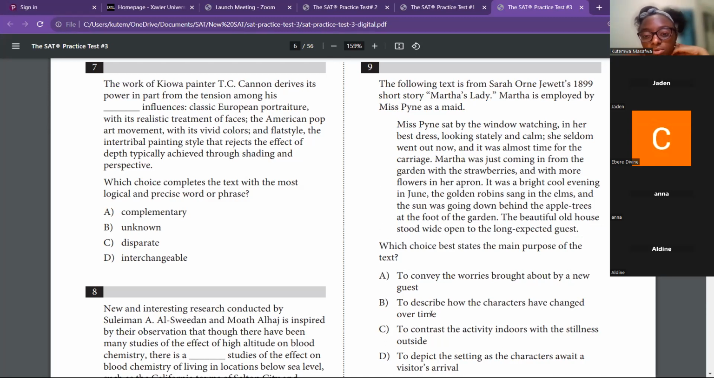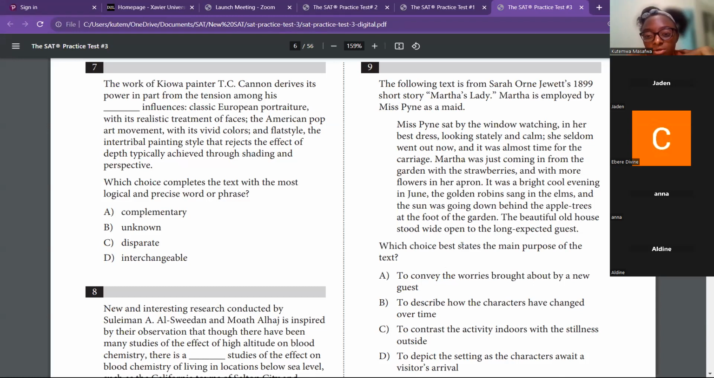Okay, so to convey worries brought about by a new guest. Okay, so conveying the worries. Another thing about such questions is you look at the keyword: convey, describe, contrast, depict. This can give you a good picture in a lot of cases on whether something is wrong or right. So also consider those words as you come up with your answer.